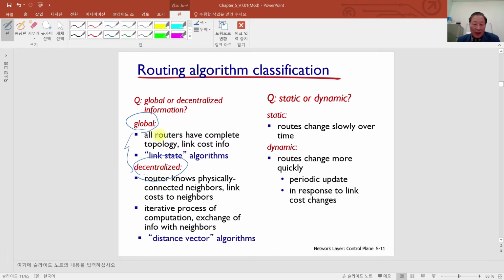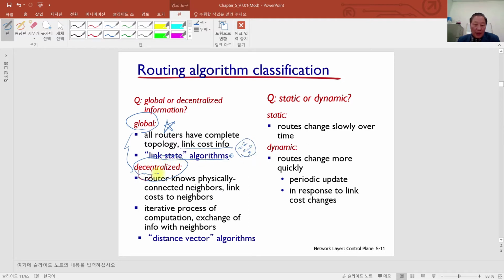If we are classifying these two categories, then with global, all routers have the complete topology. That means this one has all information about the link costs. This is called the link state algorithm. Thus, this algorithm is using all information, and so it is called global.